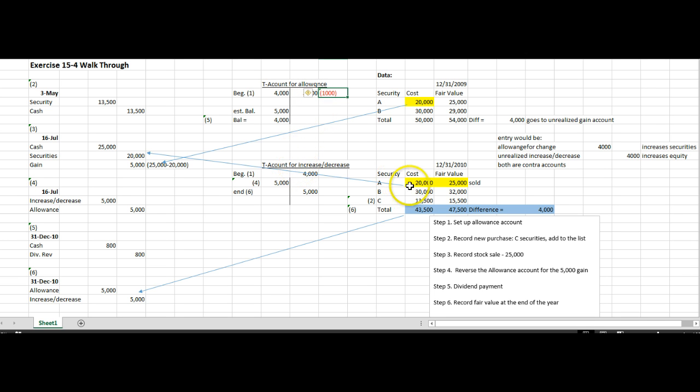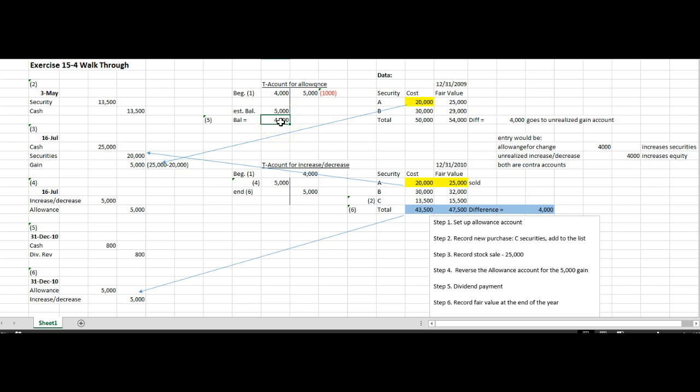What's left now? What have I got? I've sold A, it's gone. So what's my new schedule look like? Well, I've got security B and C. They're booked at $30,000 and $13,500. Their fair market value, or their fair value, is $32,000 and $15,500. Difference is $4,000.